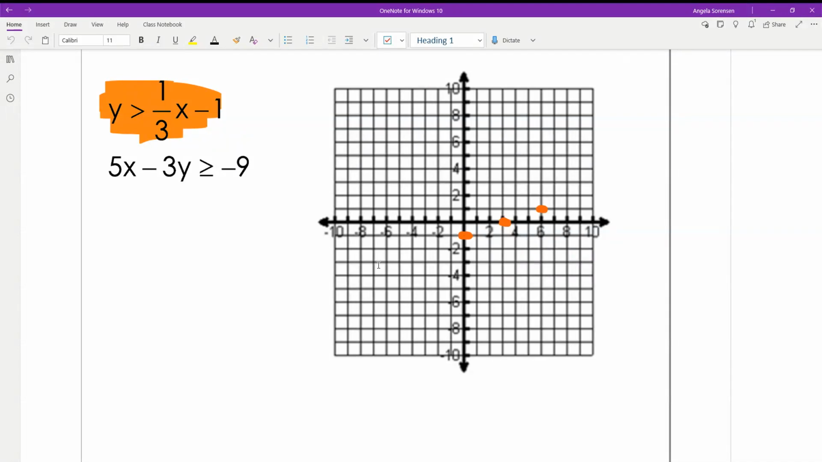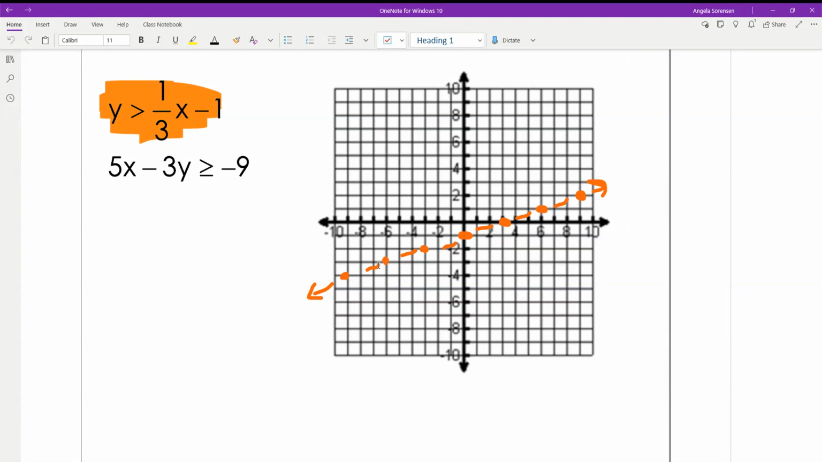Now, is this going to be solid or dashed? Yeah, dashed. Make sure we can tell it's dashed. Some people get really stressed out about that and they write "dashed" next to it. That's fine. So this wants the y values that are greater than this line. So I'm going to shade above it.